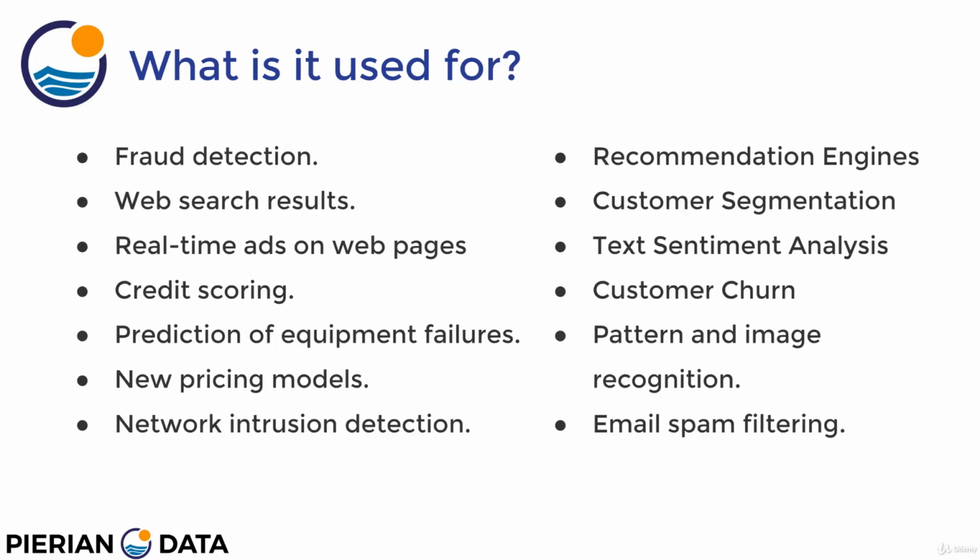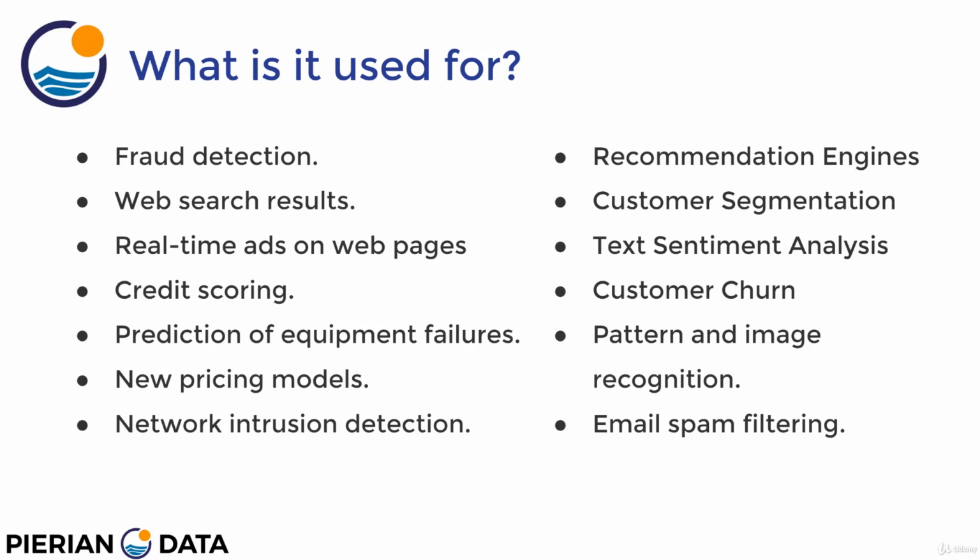So what is machine learning used for? Well, it's used in a wide variety of topics and use cases, everything from fraud detection to web search results to credit scoring. If you're ever applying for a mortgage, there's machine learning happening behind the scenes to see if you're creditworthy. Or maybe you're traveling abroad and you use your credit card and you get a call indicating possible fraud on your card. That's also machine learning attempting to detect fraudulent use cases.